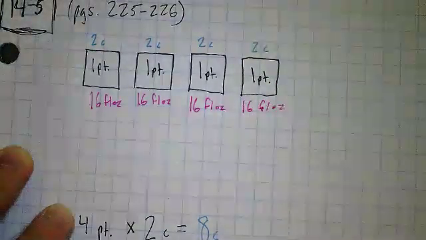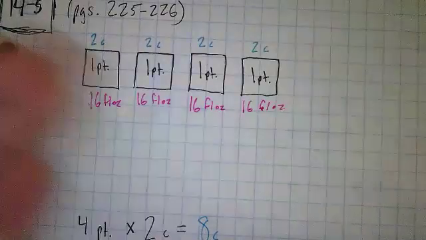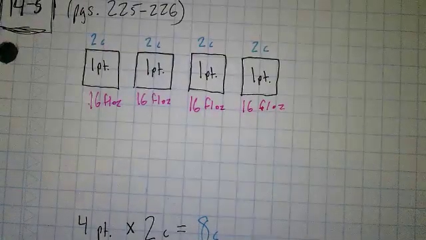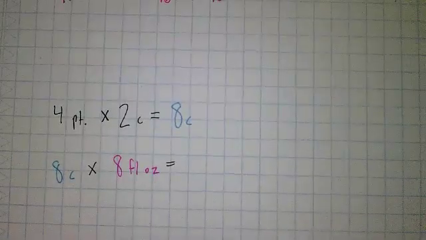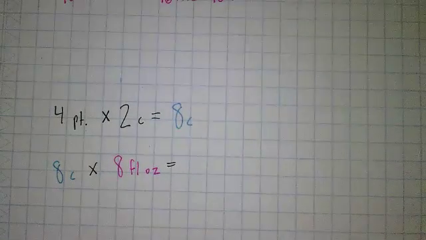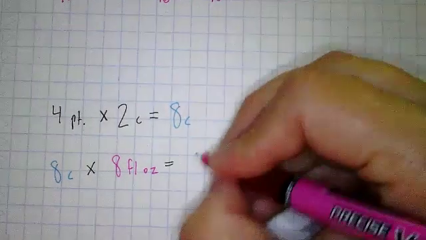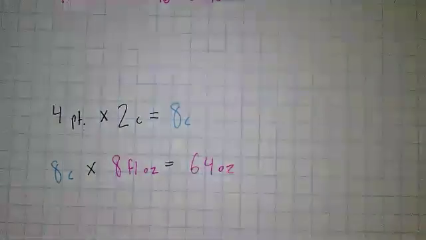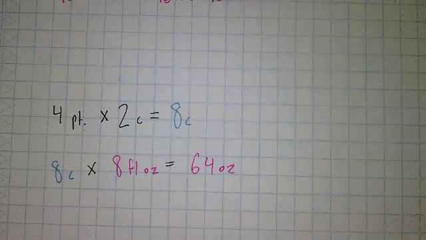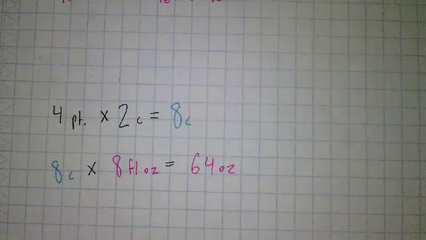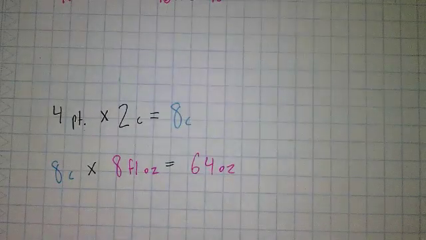Now, how many fluid ounces is that in total? We could add those up, or we could do a nice easy multiplication problem, right? And do 8 cups times 8 fluid ounces. What would that give us? Evelyn? 64 fluid ounces. Now, is this my answer? No. This just tells me how many fluid ounces I have in total, right?